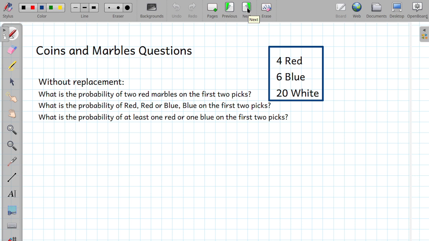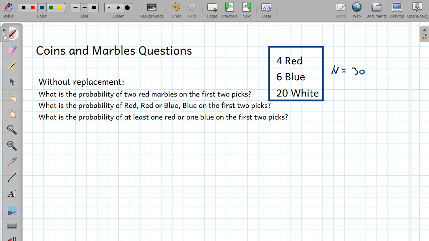What do we got going on here? So here we have a container that has 30 marbles in it. N is 30. 4 are red, 6 are blue, there are 20 white ones. And we're going to do some sampling without replacement in this problem.